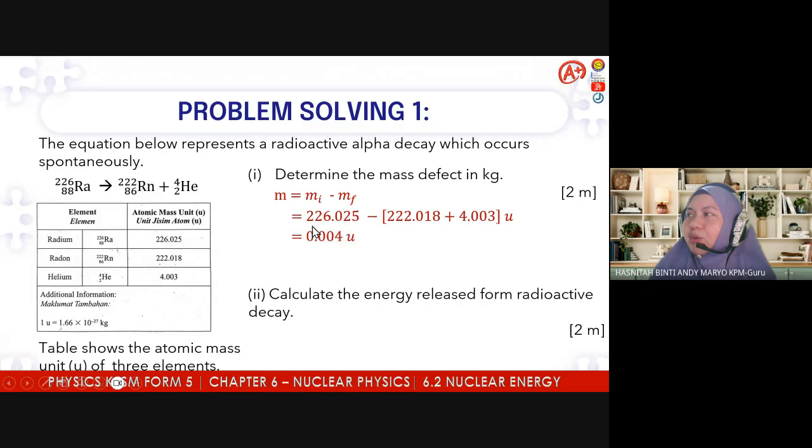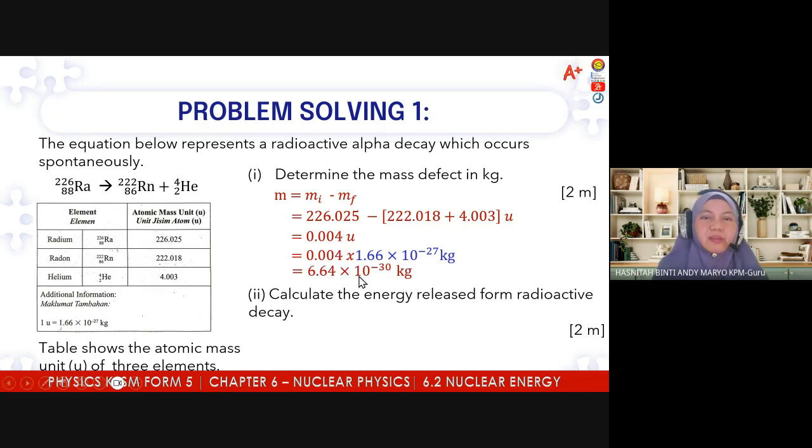Before reaction, we have radium, so it is 226.025. You must take all the numbers. And after reaction, we have radon and helium, so this is the total mass after reaction for radon and helium. So we have a mass defect of 0.004 atomic mass unit. They want you to put the answer in kilogram, so you have to convert into kilogram by multiplying with this factor. So in kg, the mass defect is 6.64 times 10 negative 30 kg.